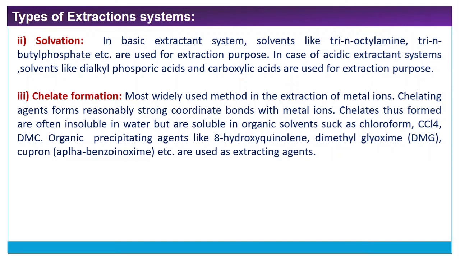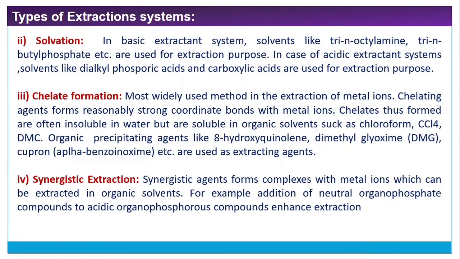So these are the complexing chelating agents like 8-hydroxyquinoline, dimethylglyoxime, which is good for nickel as we know, then cupron, alpha benzoin oxime. These chelating agents form chelate metal complexes with the metal ions, so that solubility in the aqueous layer decreases and solubility in the organic phase increases. So extraction from the aqueous phase to the organic phase will be easier. That is called chelate formation.